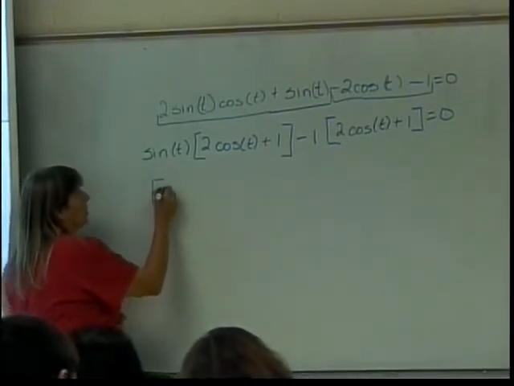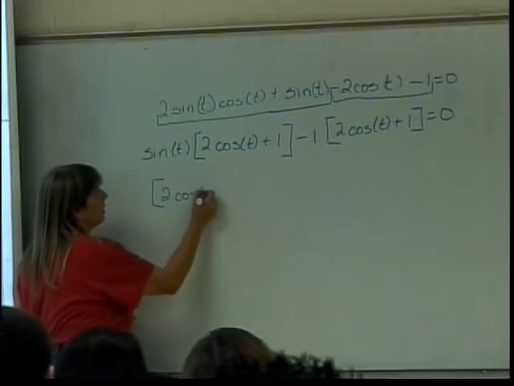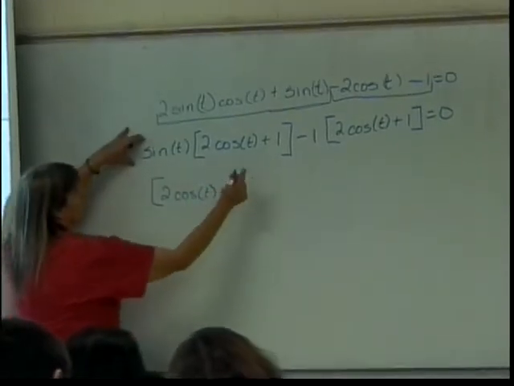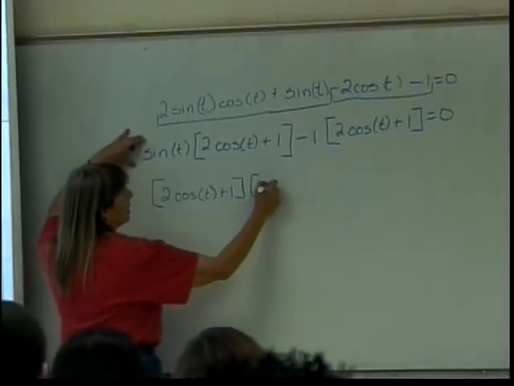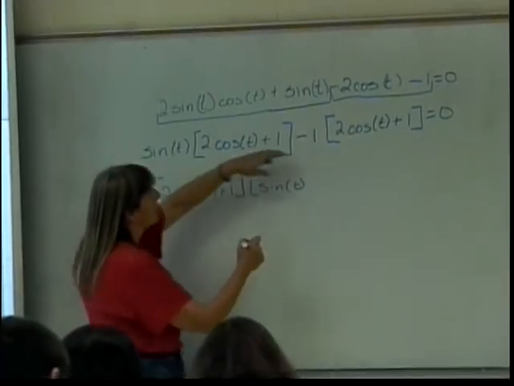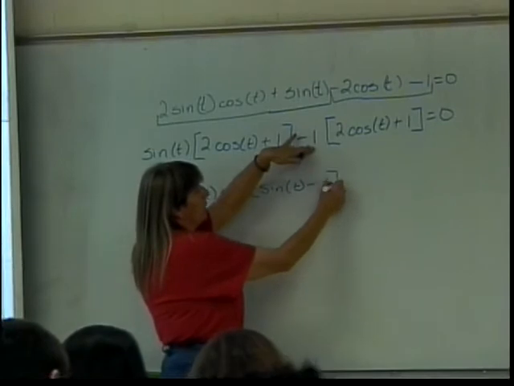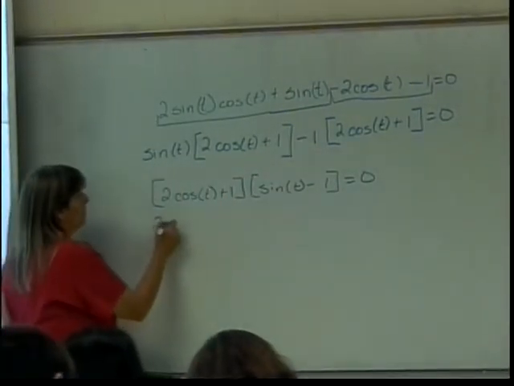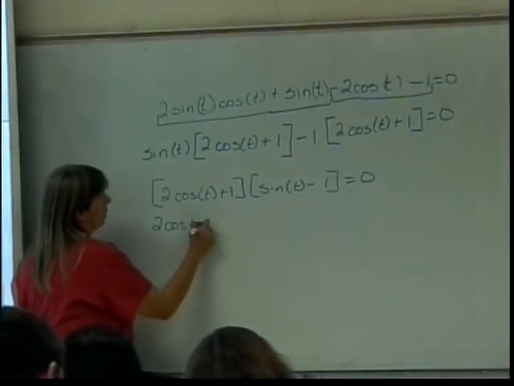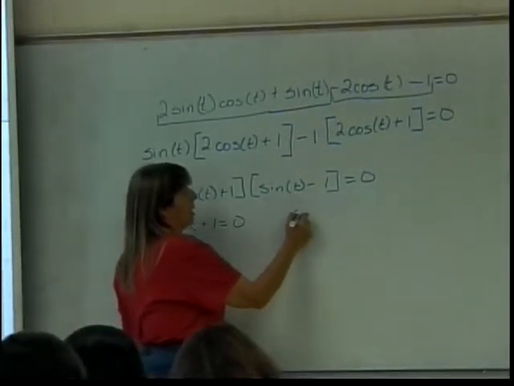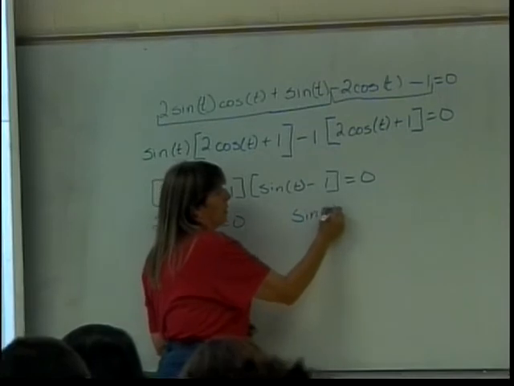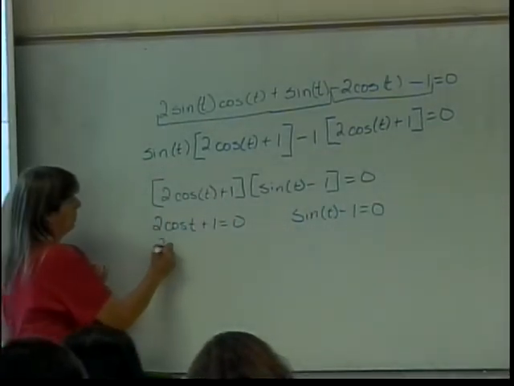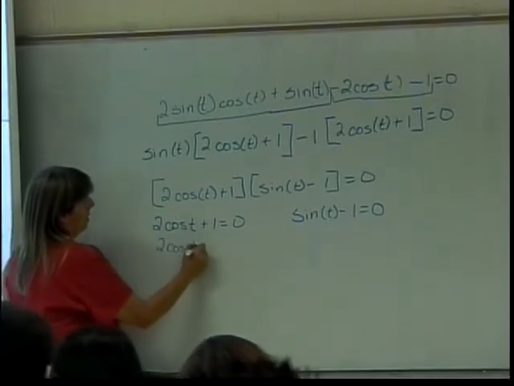Now, in the square brackets, I have the same thing, so I can factor that out. I will have 2 cosine of t plus 1. When I factor it out of the first piece, I'm going to be left with a sine of t. When I factor it out of the second piece, I'm going to be left with minus 1, and that's going to be equal to 0. So I will have 2 cosine of t plus 1 equals 0, and I will have sine of t minus 1 equals 0.